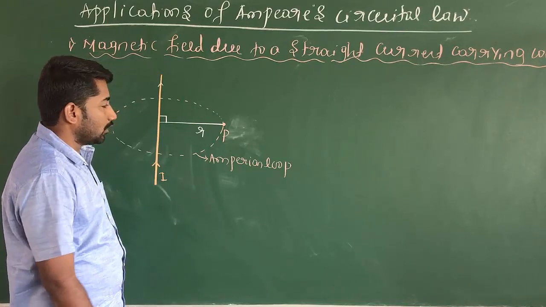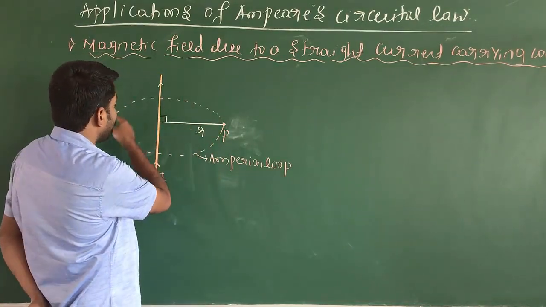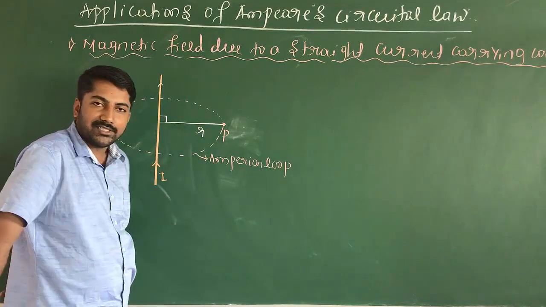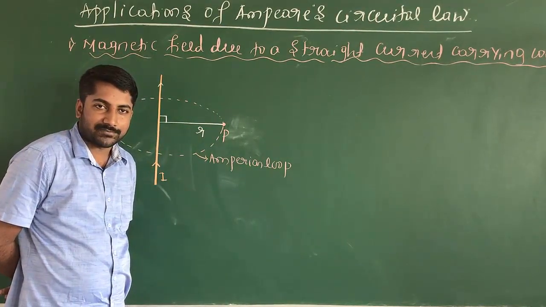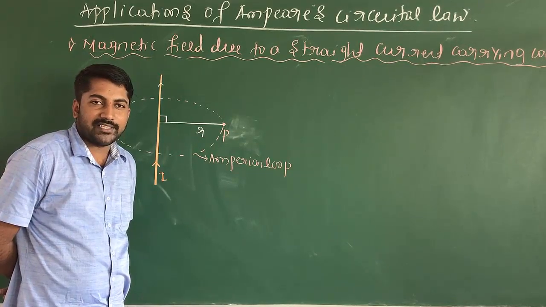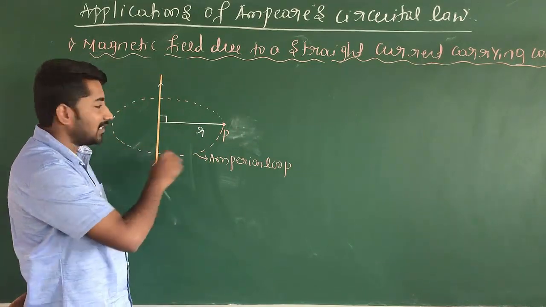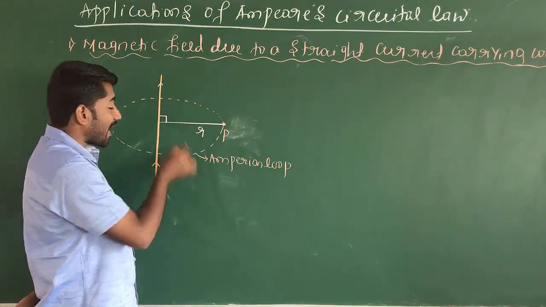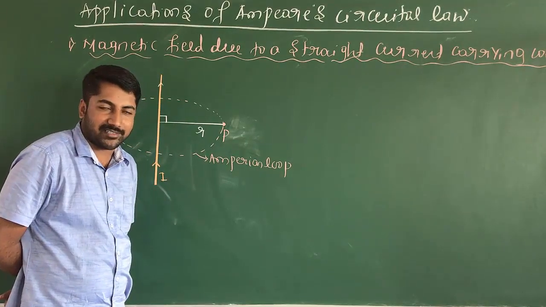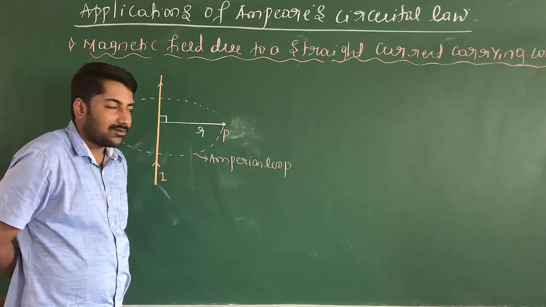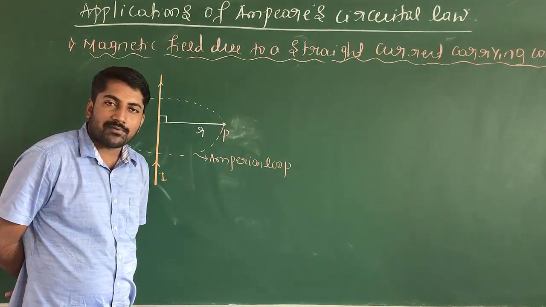Here, to find the magnetic field at a point P, the Amperian loop is considered as a sum of the n number of current elements along this Amperian loop. This is the Amperian loop. This Amperian loop is made up of the n number of current elements.